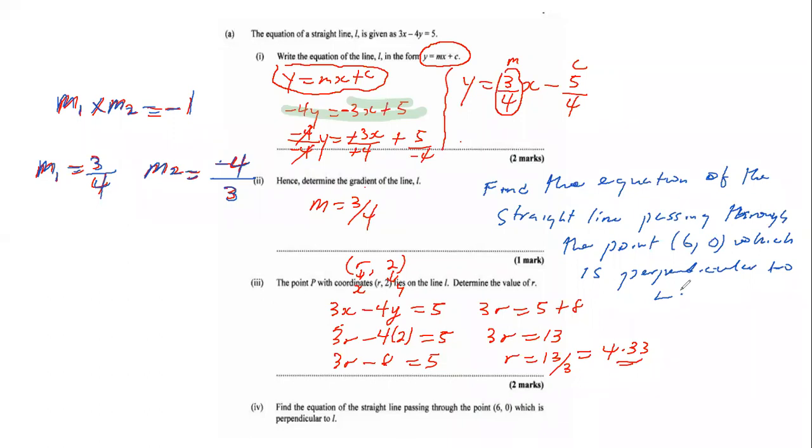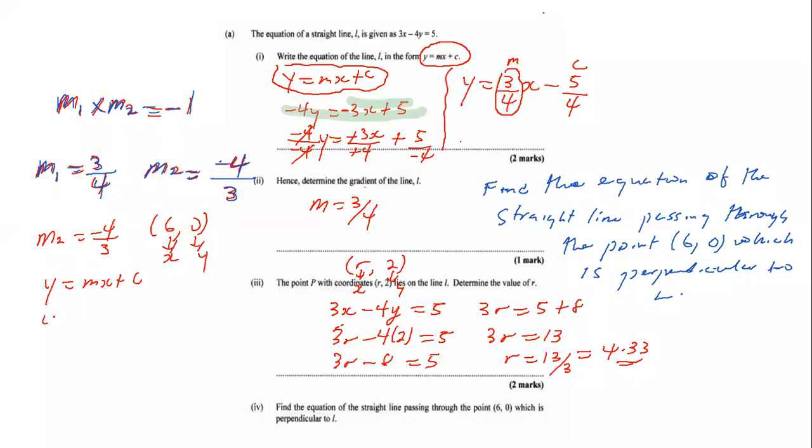So before we do anything, we have to look for the perpendicular gradient, which is from 3/4. They say it should pass through 6 and 0. So now I'm going to write a new equation. My m2 is equal to -4/3, and I should pass through 6 and 0. I name this one x and this one y. I write y is equal to mx plus c. So I'm going to find the value of c first.